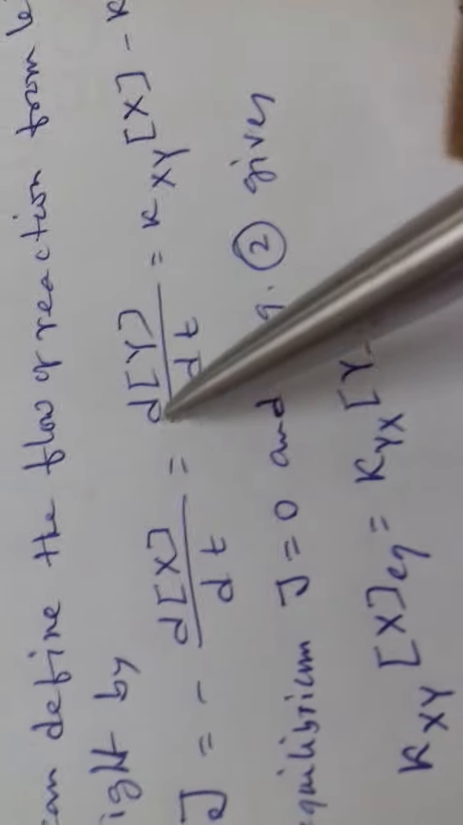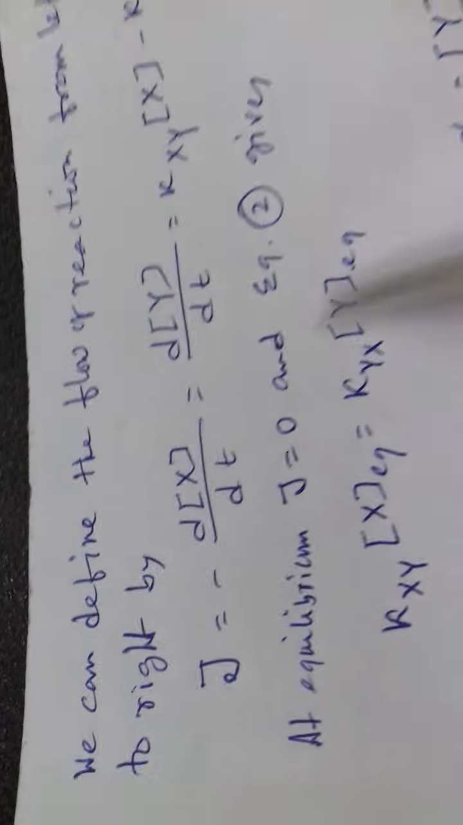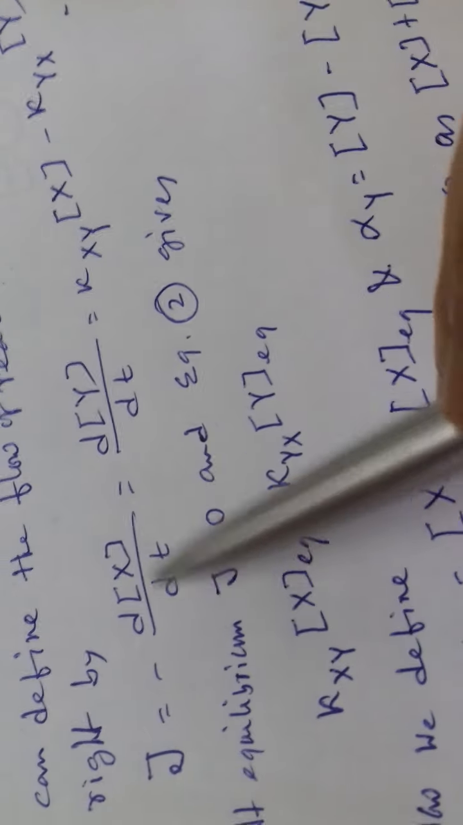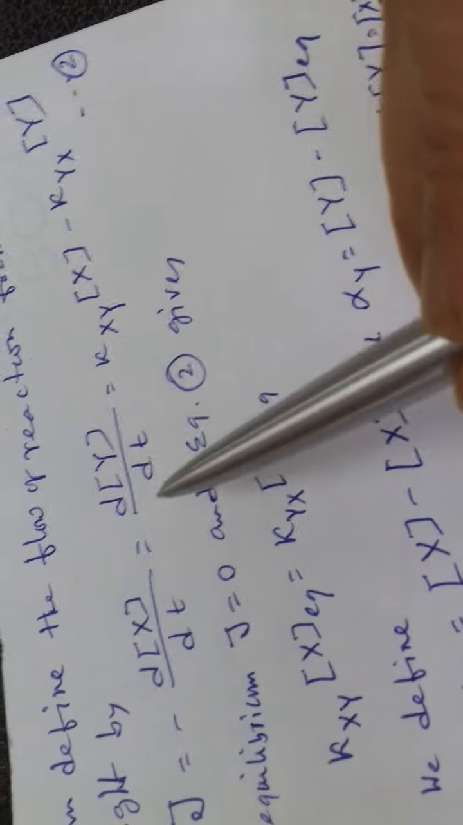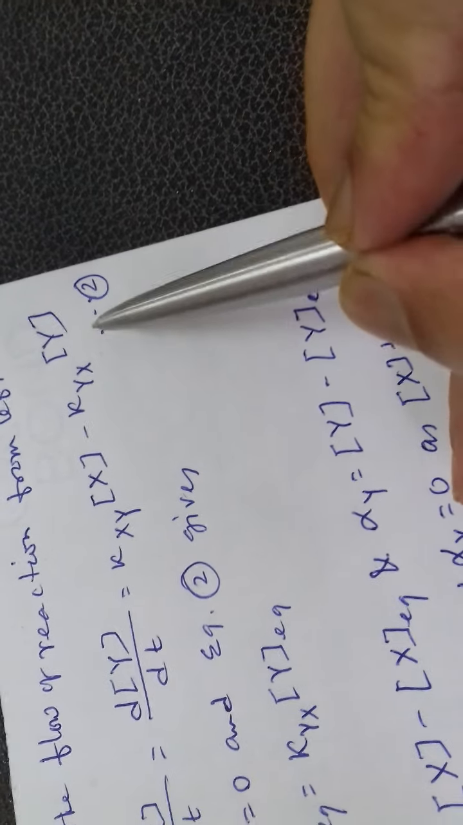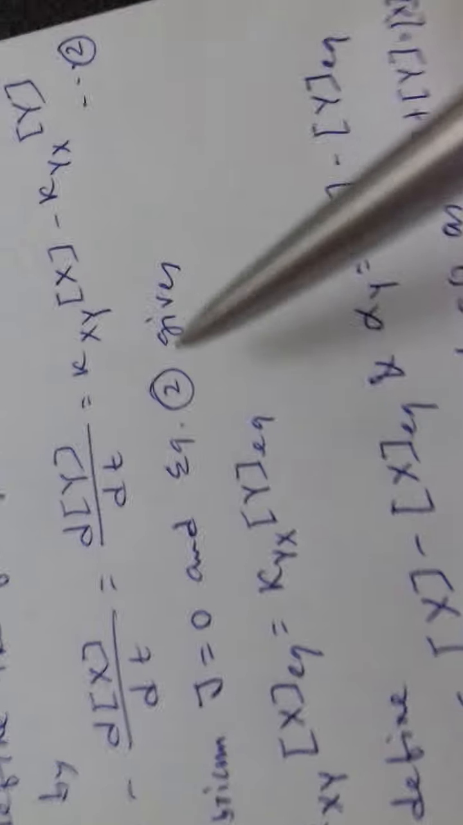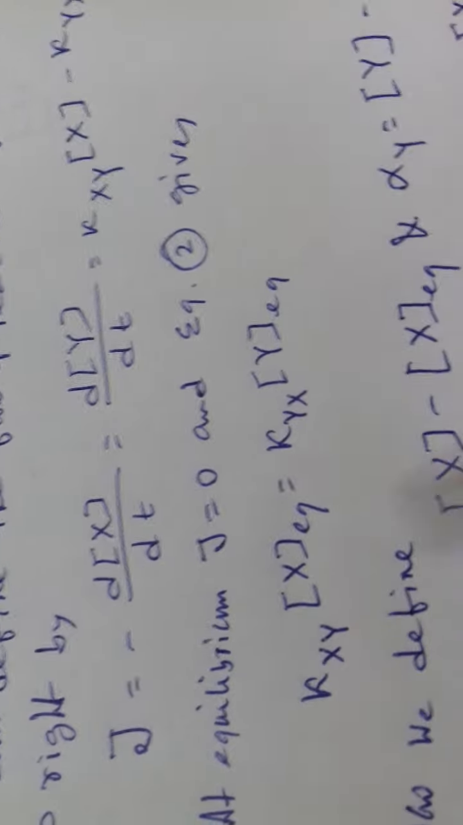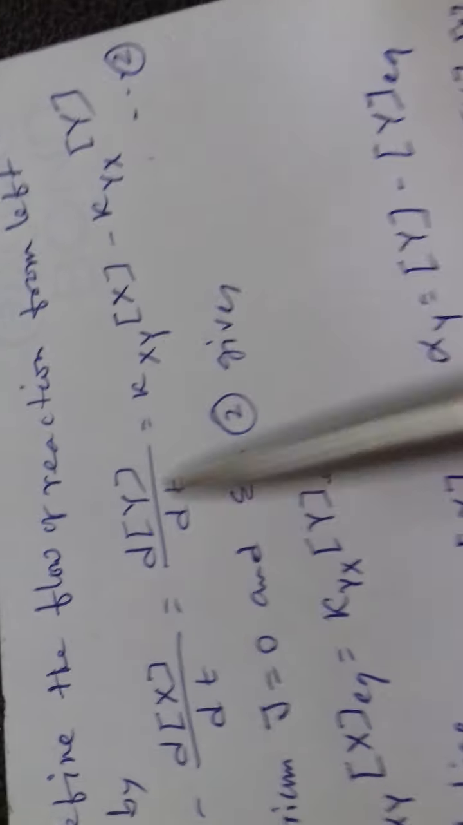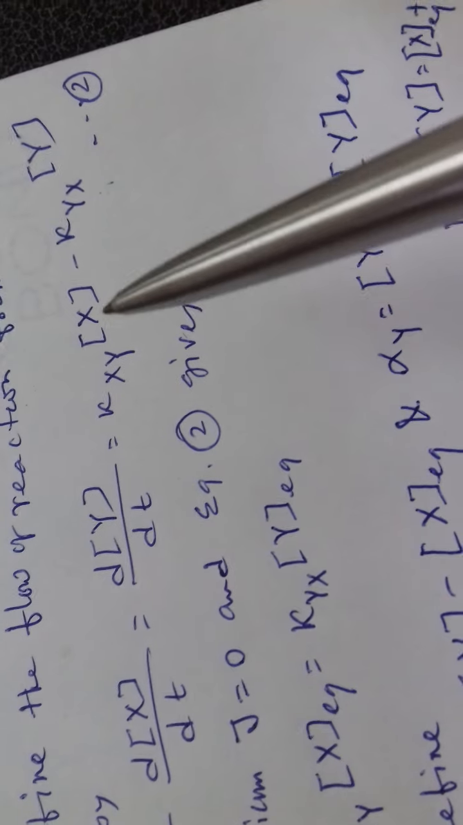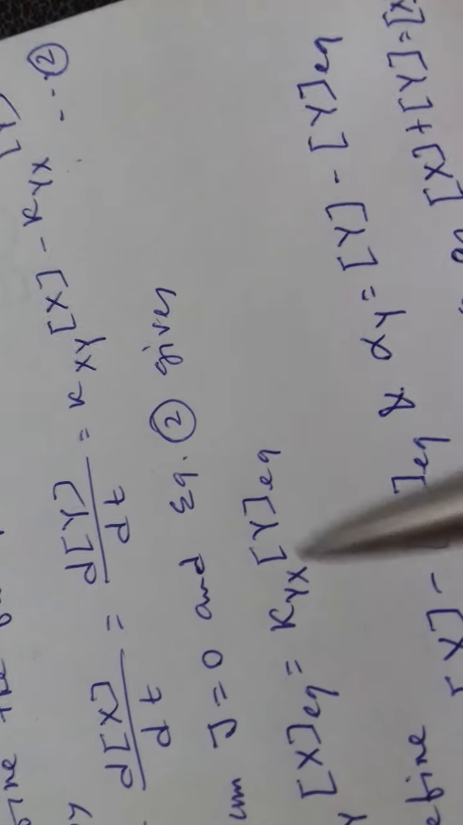We can define the flow of reaction from left to right, that means going from x to y, that is J equal to minus dx/dt or plus dy/dt, that is conventional. So which will be equal to kxy into concentration of x minus kyx into concentration of y. So now at equilibrium, what will be? At equilibrium J equal to 0, because there will be no net flow of reaction from left to right or right to left. So as a result, equation 2 becomes, J equal to 0. So in that case, kxy into the equilibrium concentration of x equals kyx into the equilibrium concentration of y.